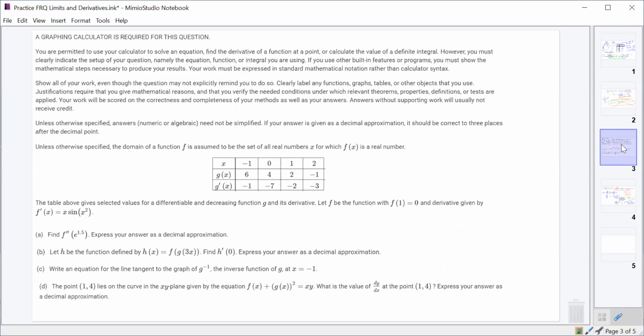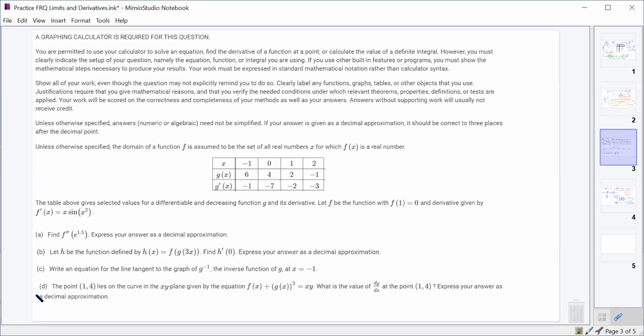This one is a full free response question worth 9 total points. A graphing calculator is required for it. You will need a graphing calculator to get some of these values. Most of the instructions here are the generic instructions that you would normally see for any graphing calculator problem on the AP test, but it's good to take a look at them now and get used to them.